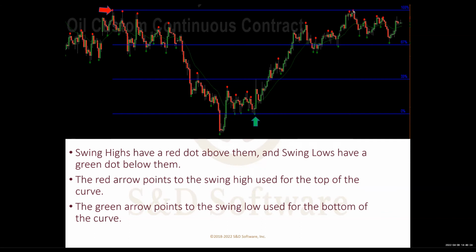So now that we found him, he's our candidate. To make sure that he is significant enough of a swing high and a significant enough of a turning point, we're going to now look for the swing low immediately prior to our candidate. And we find that over here.